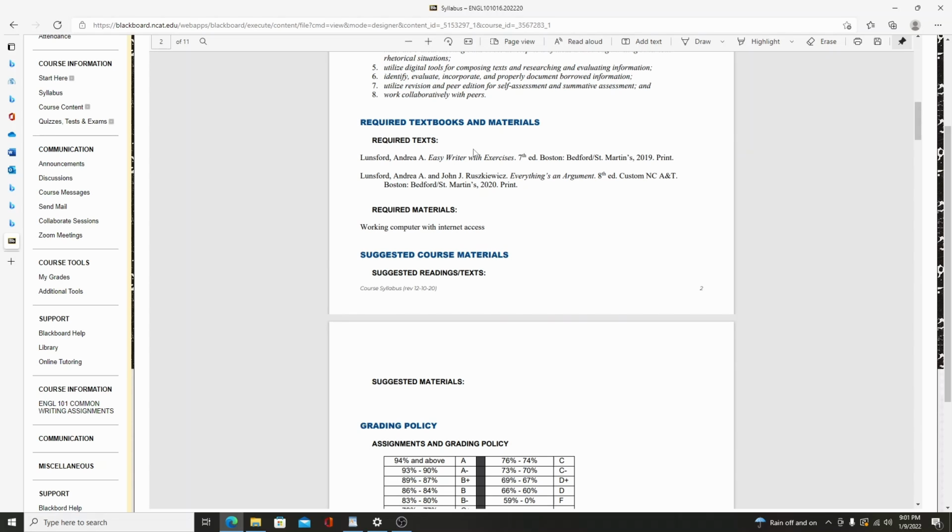Right now, these are the required textbooks. Again, yours might change, but for our purposes, here's the required text, which is the Easy Writer and Everything's an Argument, 8th edition.